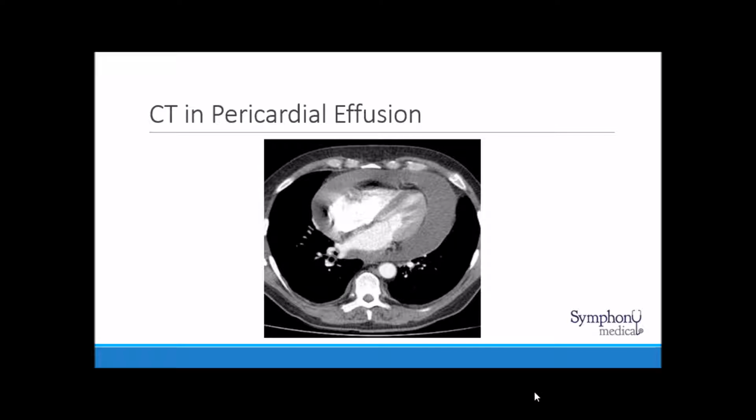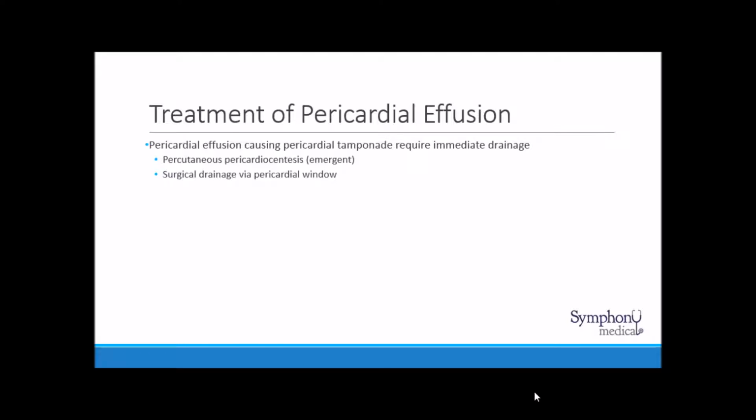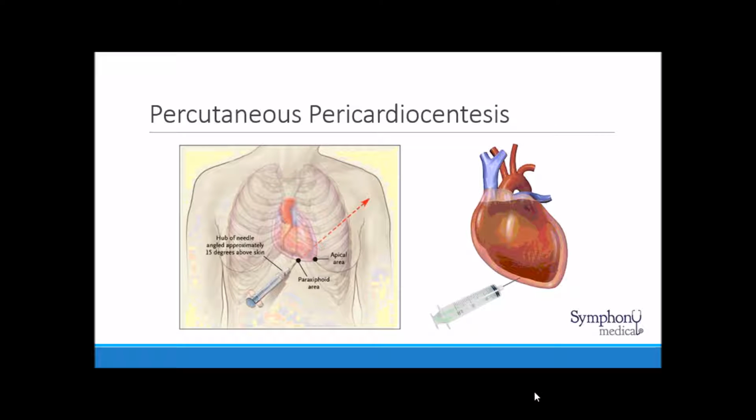Okay. You can even see evidence of hemodynamic significance on CTs. There really isn't any here, but you can see some bowing of the right ventricle and there is maybe a tiny, tiny bit here, but you can see it. Okay, and here's another example of ultrasound. Okay, so pericardial effusion, it can be emergent with a percutaneous pericardiocentesis or surgical via pericardial window.